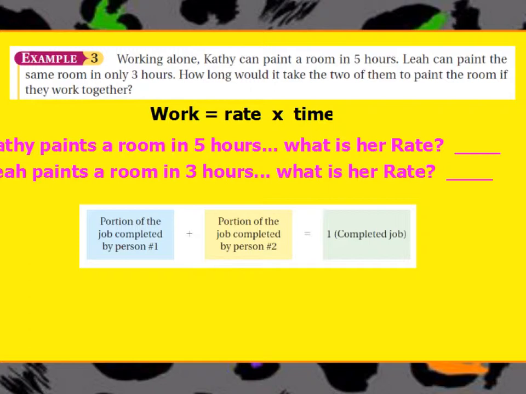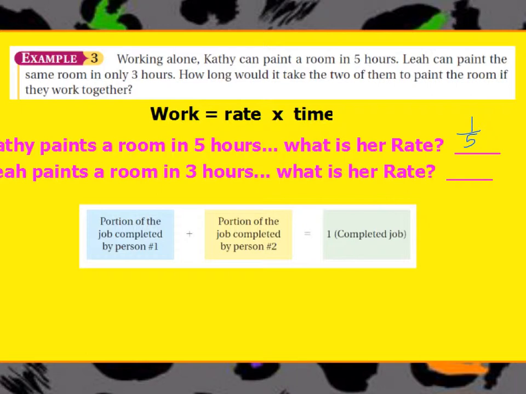Okay, so when we're doing these work problems, we always use this little formula: work is equal to the rate times the time. So how much work you get done is based on how fast you can work and how long you work. Okay, so it says here that Kathy paints a room in 5 hours. So the first thing we have to do is figure out what her rate is. In other words, how fast does she work per hour? If it takes her 5 hours, then she could get a fifth of the job done in an hour. So that's like her rate. So we would write her rate as 1/5.